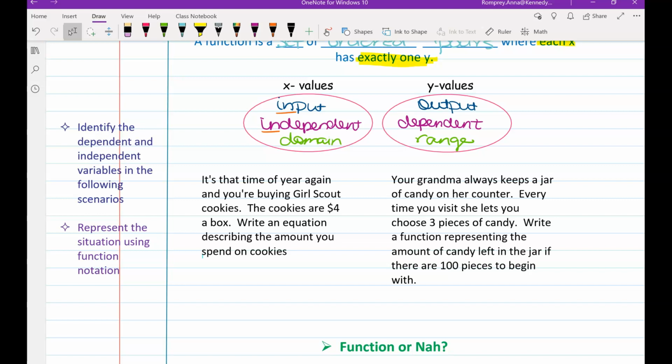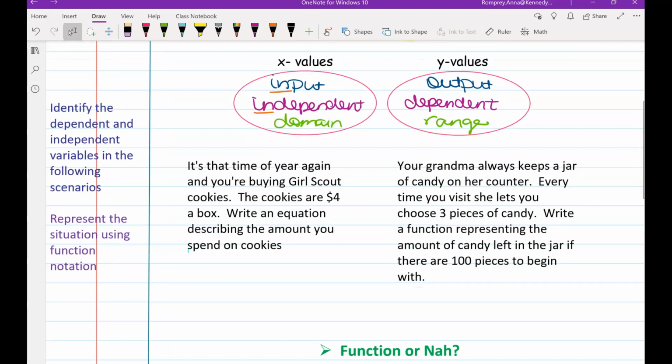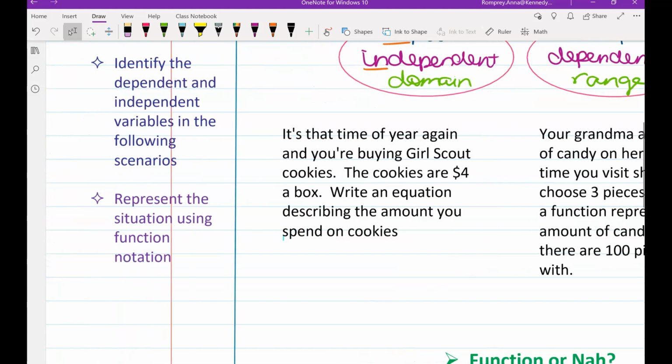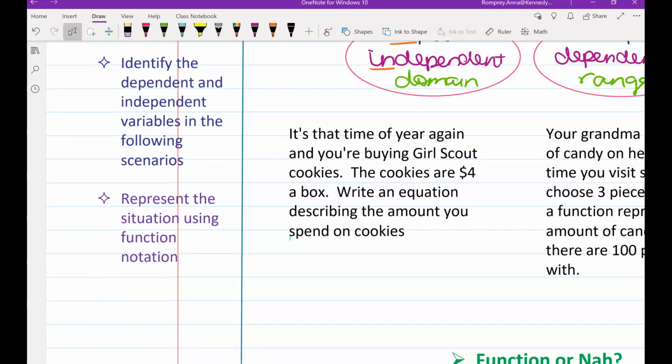Okay, so it's that time of year again, and you're buying Girl Scout cookies. Awesome. The cookies are $4 a box, so it wants us to write an equation describing the amount you spend on cookies. Okay, so what information are we given? Girl Scout cookies, cool beans. Cookies are $4 a box. So write an equation describing the amount that we spend on cookies.